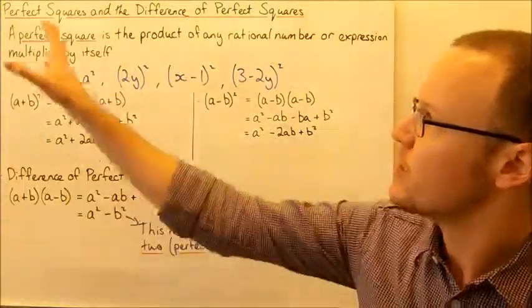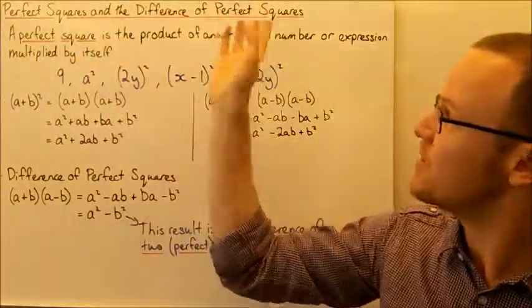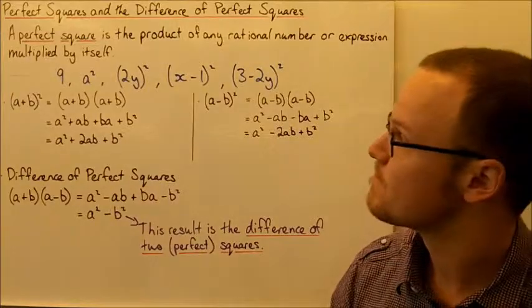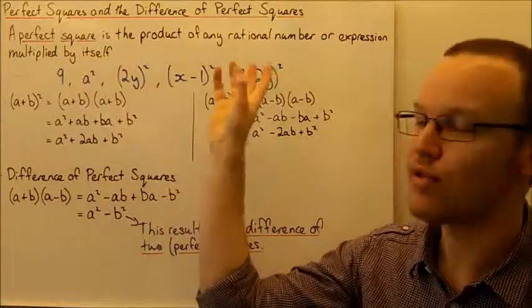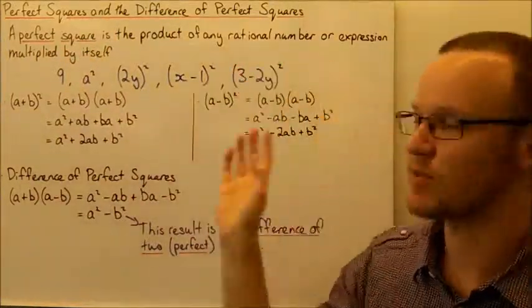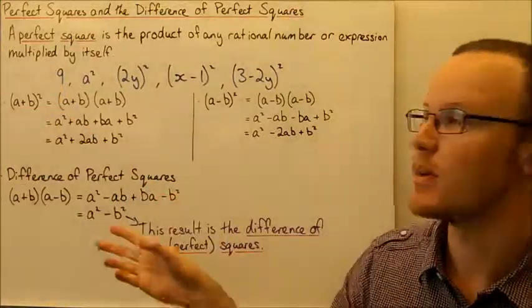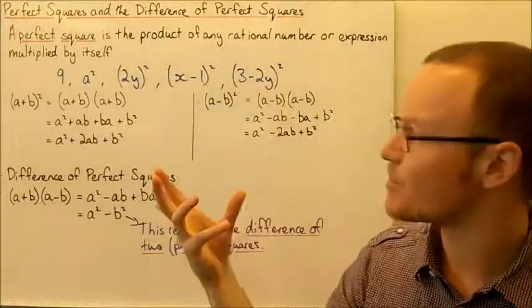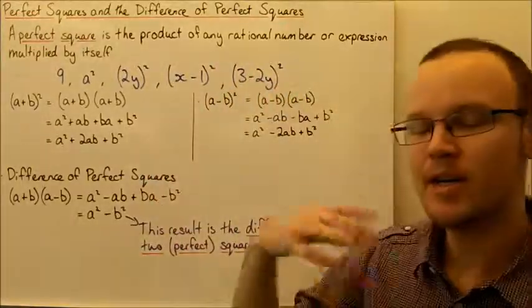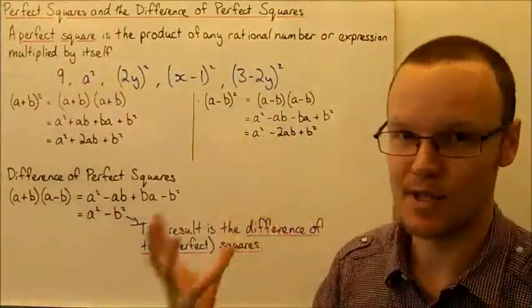Today we're going to look at perfect squares and the difference of perfect squares. A perfect square is the product of any rational number or expression multiplied by itself. So 9 is a perfect square because that's 3 squared. 3 times 3, it's a rational number multiplied by itself and it gives 9.